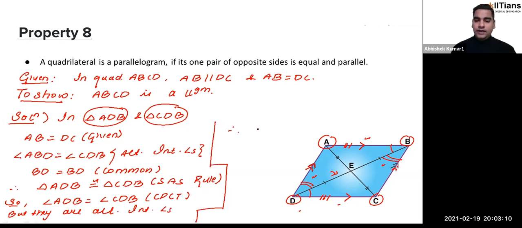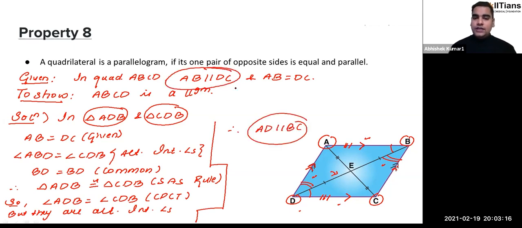Therefore, we have AD is parallel to BC. Now, what is happening? We are already given AB is parallel to DC. We have shown AD is parallel to BC. So it can be said that this figure ABCD is a parallelogram, and that proves this particular theorem. All right. Please go through it. Ask me if you have any query.